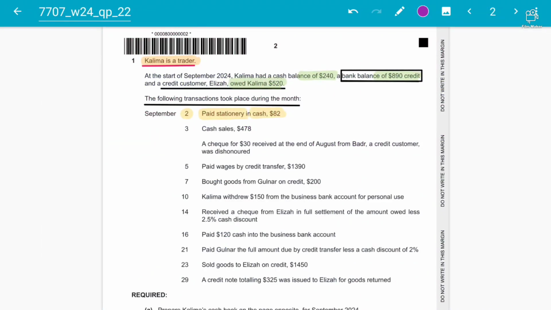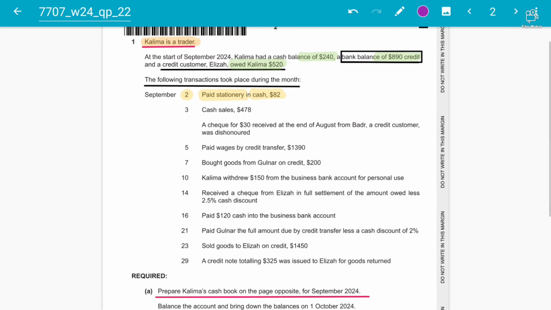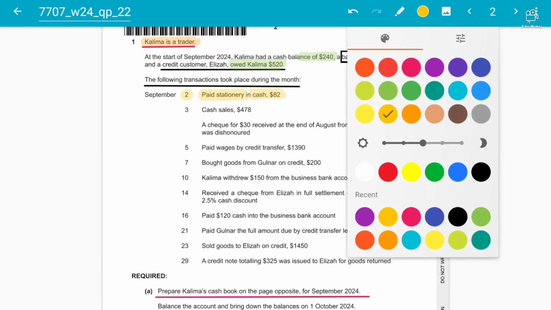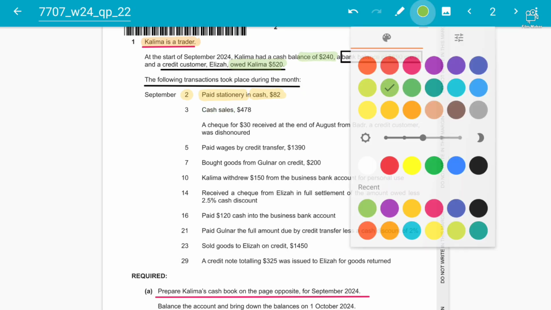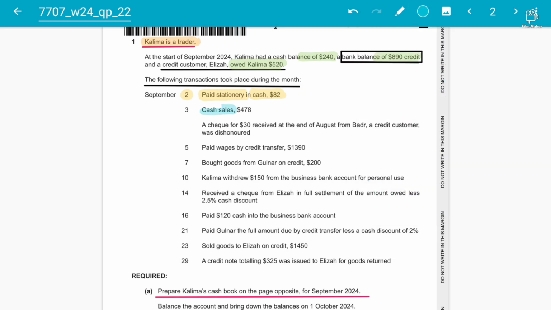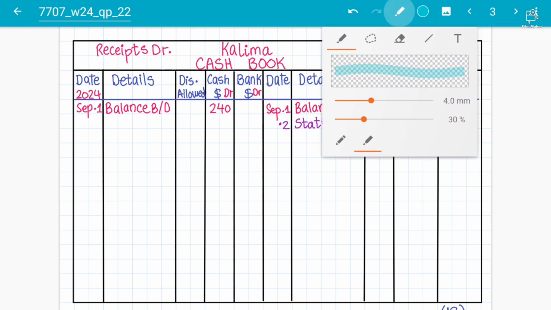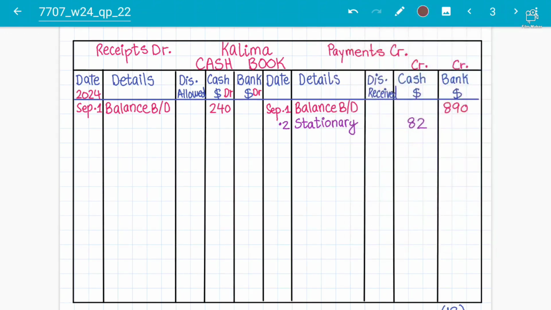I repeat, this is October-November 2024, paper 2, variant 2, one of the recent papers. It talks about the books of prime entry, which is section number 1 and 2 of the syllabus. Then we have September 3rd, which is cash sales. On September 3rd, Kalima made cash sales of $478. So we go here, September 3rd, we made the sales. We made them in cash, which is $478 money coming into the business, cash sales of $478.